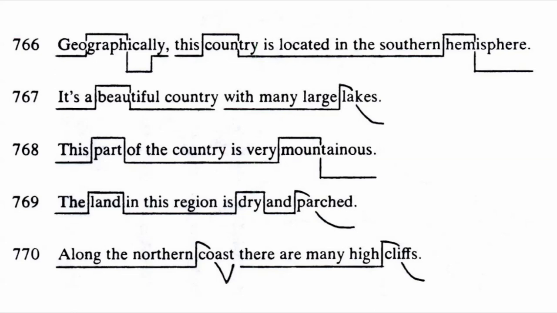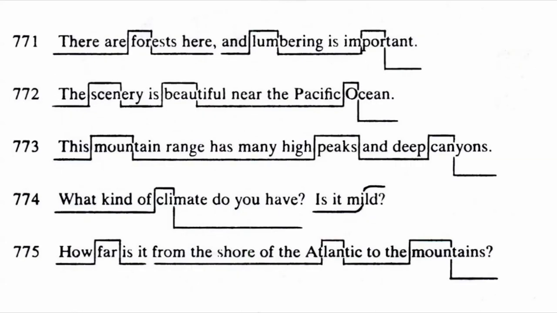Along the northern coast, there are many high cliffs. There are forests here, and lumbering is important. The scenery is beautiful near the Pacific Ocean. This mountain range has many high peaks and deep canyons.